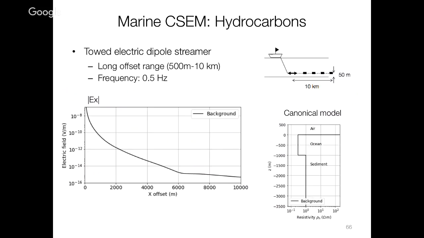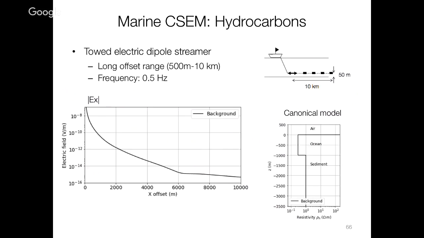So the first is that we've got an ocean that looks like this. There's an air layer, and then there's a kilometer of ocean water, and then from 1,000 meters down, it's just ocean sediment. So this is going to be 1 ohm meter here, and this is about 0.25 ohm meters. So that's our basic background model.